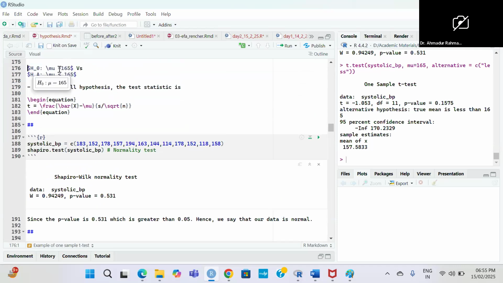Null hypothesis is H naught: mu is equal to 165, and the alternative is that mu is less than 165. So we fail to reject the null hypothesis. That means we are accepting the null hypothesis. So we say that the population from which this sample is taken has an average blood pressure of 165. It is not less than 165. I think this is clear.